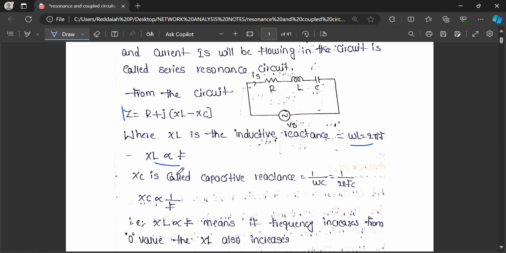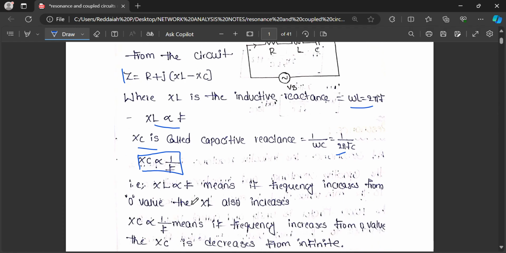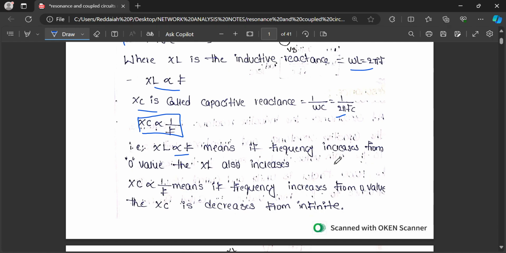XL is omega L or 2 pi F L. XL is proportional to frequency. XC is capacitive reactance, that is 1 by omega C or 1 by 2 pi F C. XC is inversely proportional to F. XL is proportional to F, so if frequency increases from 0, XL also increases, whereas XC is inversely proportional to frequency, so if frequency increases, XC decreases.